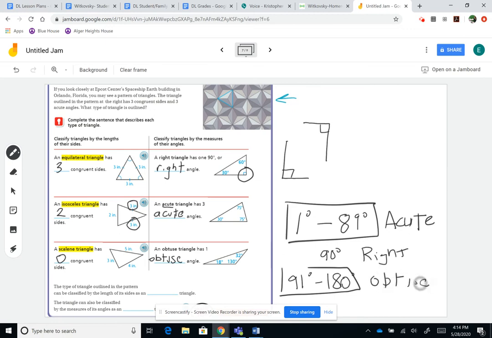And my pen is not working now. There we go, a little bit better, obtuse.